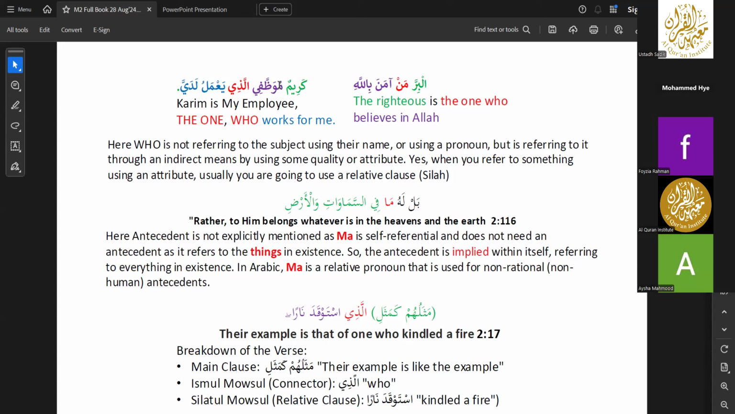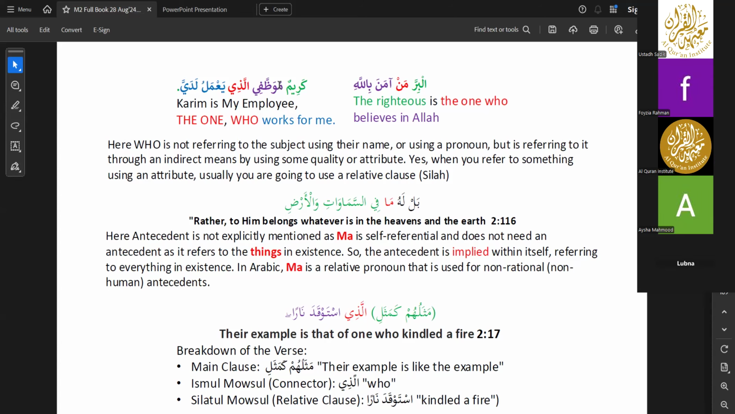Muwazzafi. Is it mudaf ilayhi? Mudaf ilayhi, muwazzafi, my employee. Yes, mutakallim. Okay, my employee is my employee. Khalas. Then Alladhi is what? Ismul Mawsul, the connector.